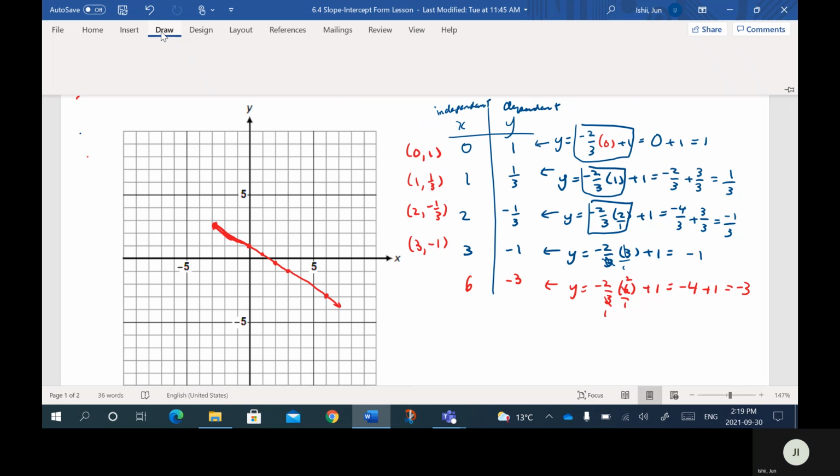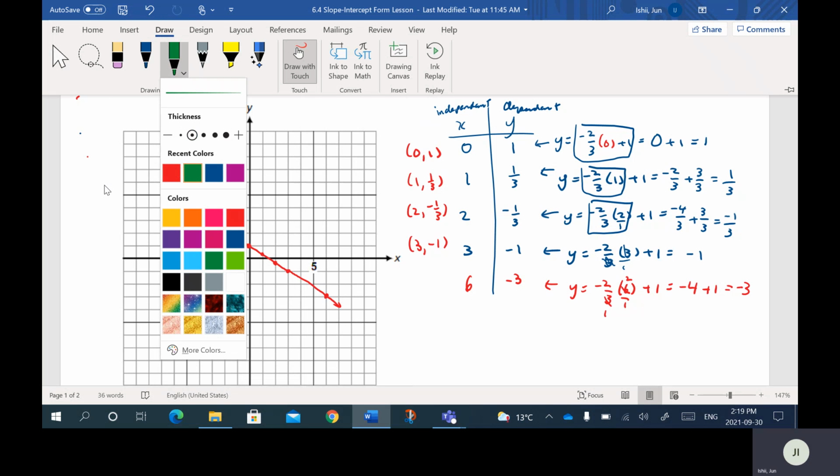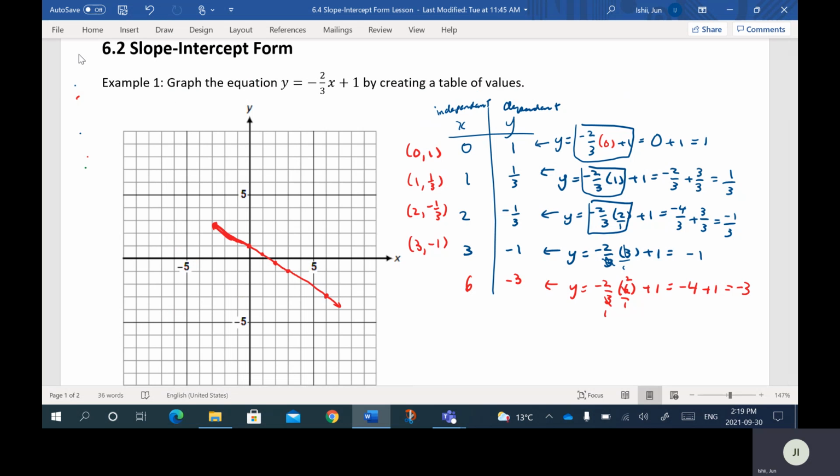So what do we notice about this line? Well, the two things you need to know to draw a line are its location on the grid, as well as its slope, right? Because if you know the slope, you'll know the direction and its steepness. And if you know where it is, then you can draw the line. So the two numbers that show up in this equation are negative 2 over 3 and plus 1.